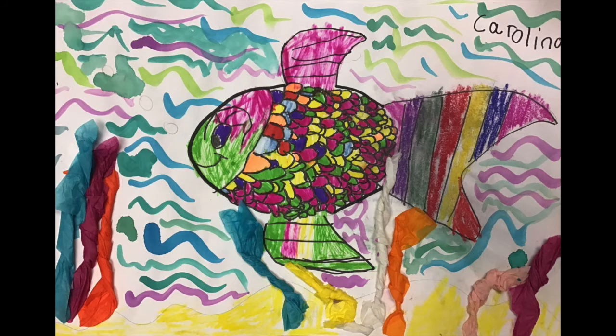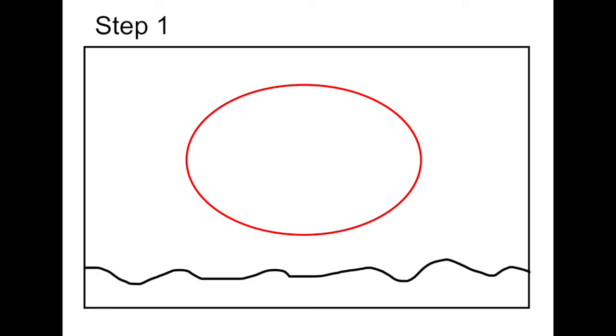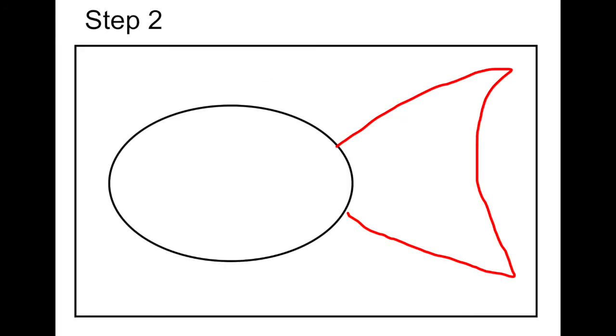Today, you're going to be making a large fish and fill it with patterns and textures, and then we'll talk about color. Let's begin with a pencil and a piece of white paper. I would suggest you turn your paper the horizontal sideways direction and draw a big oval in the middle. At the very bottom, you can draw a wiggly or wavy line to represent the sand at the bottom of the ocean floor. Pause the video whenever you need to catch up.